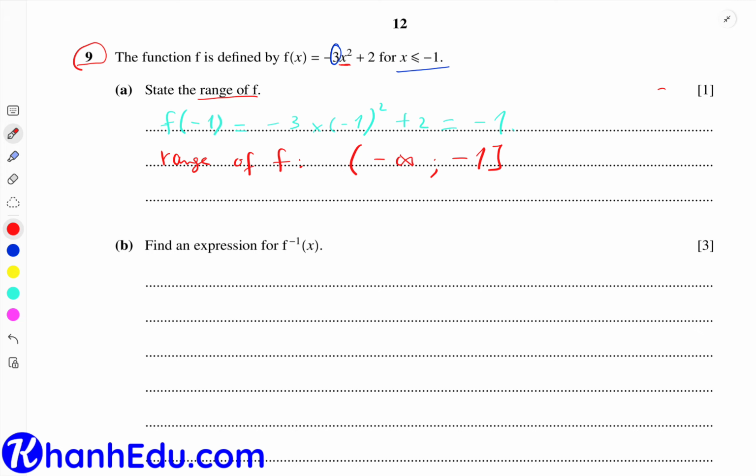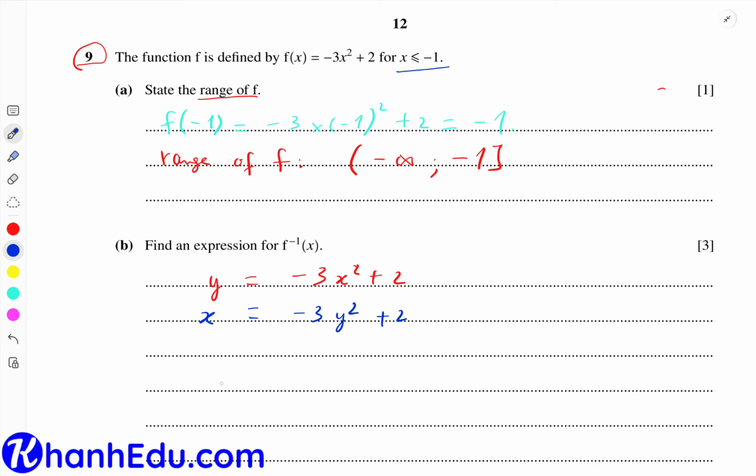In order to find the inverse of a function, first of all we need to rewrite the function as y equals negative 3x squared plus 2. Then we have to change x and y, swap the positions between them. So that would be x equals negative 3y squared plus 2. And now all we have to do is to make y the subject.